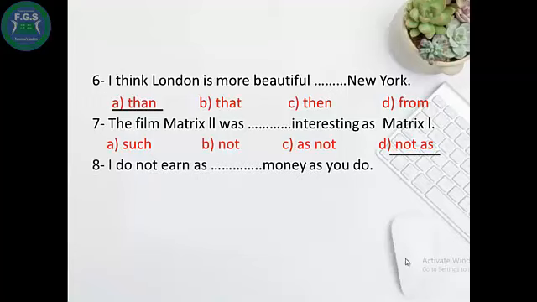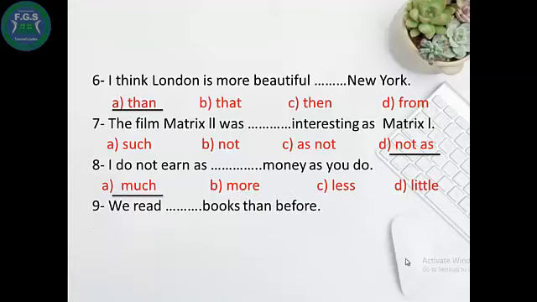Number 8, I don't earn as blank money as you do. Much, more, less, little. Money is an uncountable noun, so we use much. I don't earn as much money. Number 9, we read blank books than before. Fewer, less, many. We read fewer books than before.